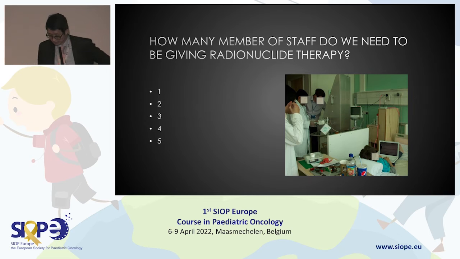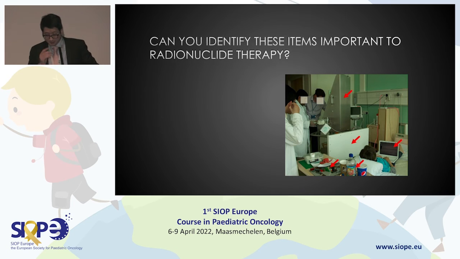Okay, if I'm correct, I've got another 5 to 6 minutes. So moving on to therapies. How many members of staff do we need to be giving radionuclide therapy, do you think? Here I was scratching my head. I was learning to give therapy from my colleagues. That's me scratching my head there. And then obviously I've blanked out the faces of some of my colleagues. A related question: can you identify these items which are important to radionuclide therapies?